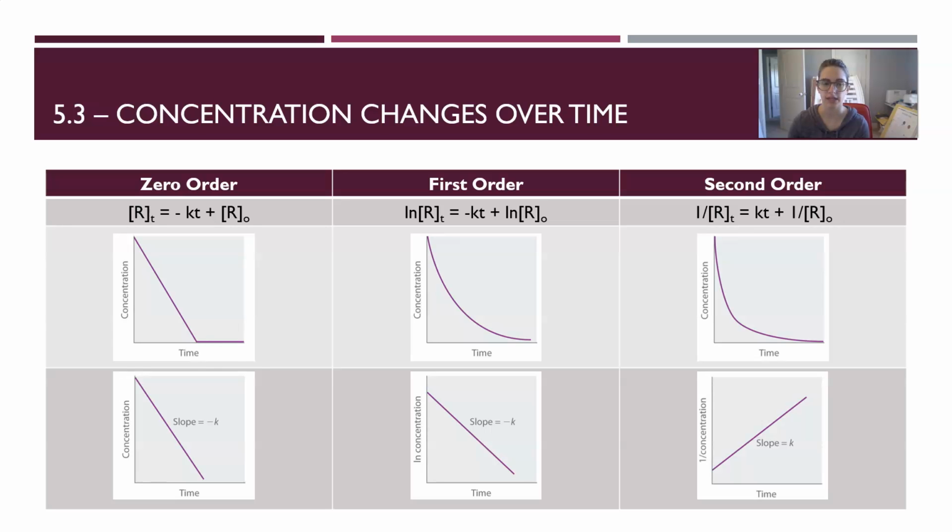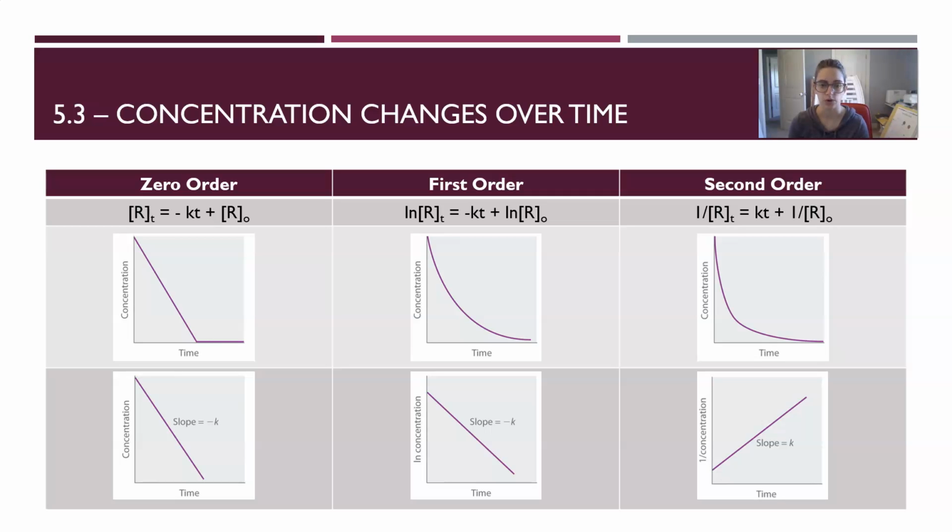We're going to be a little bit more familiar with these if we manipulate them to look like the equation of a line. So we're going to talk about zero order first. A zero order reaction is going to produce a graph of concentration versus time that has a negative slope. And then your slope is your rate constant. And so what we see is the change in concentration is consistent for the entire reaction.